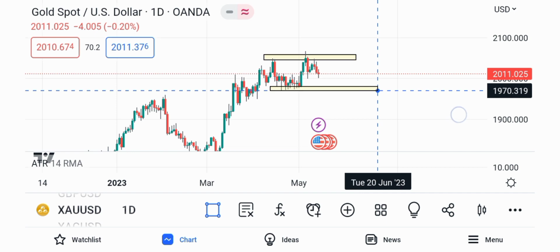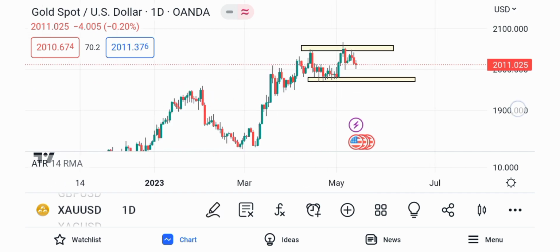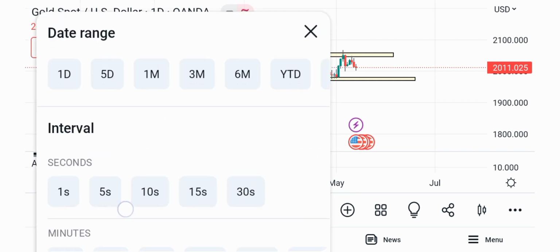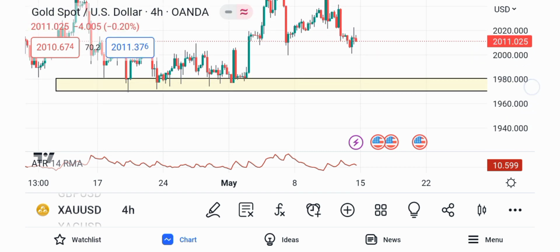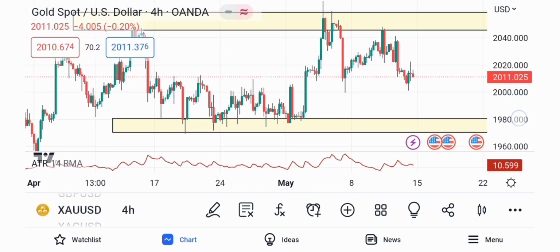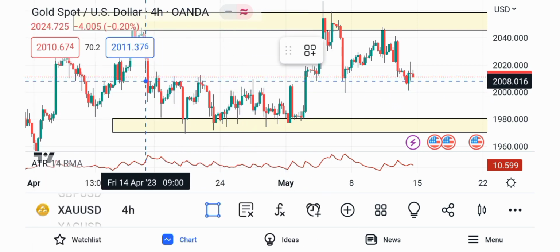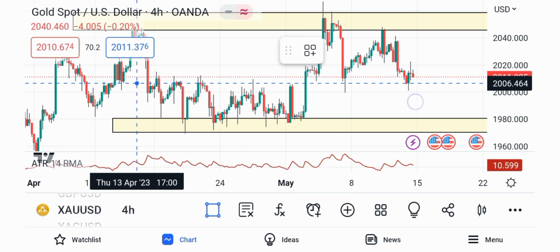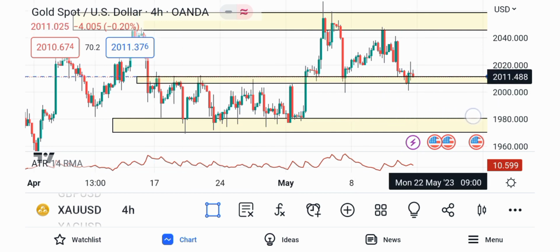Also spot another structure here. So now let's move to the 4-hour time frame and study how price behaves. On the 4-hour time frame, we can also spot another level here, another important zone here.